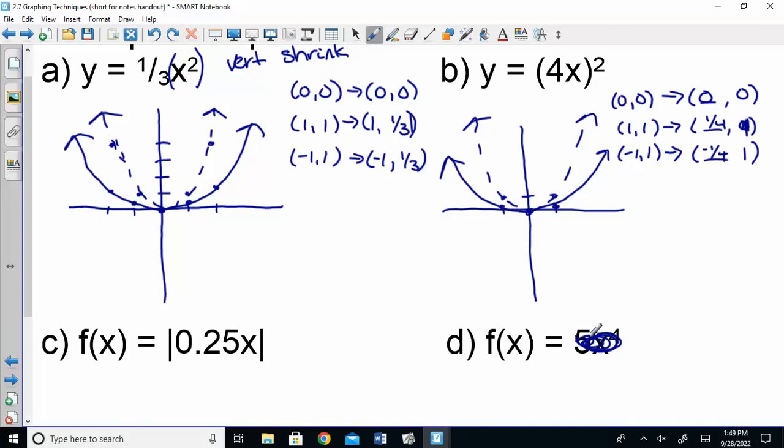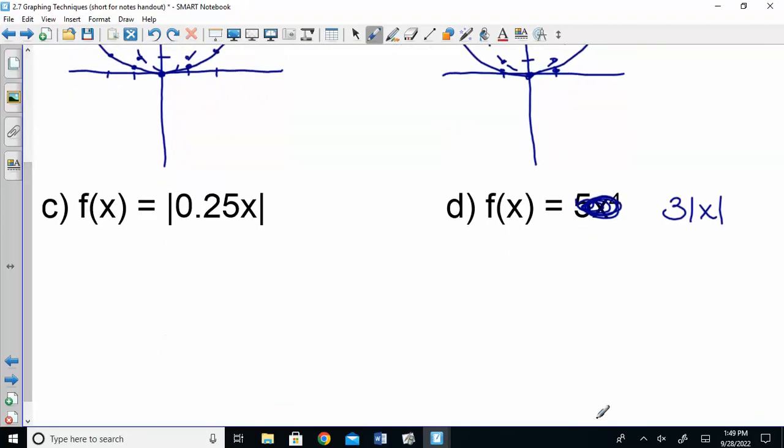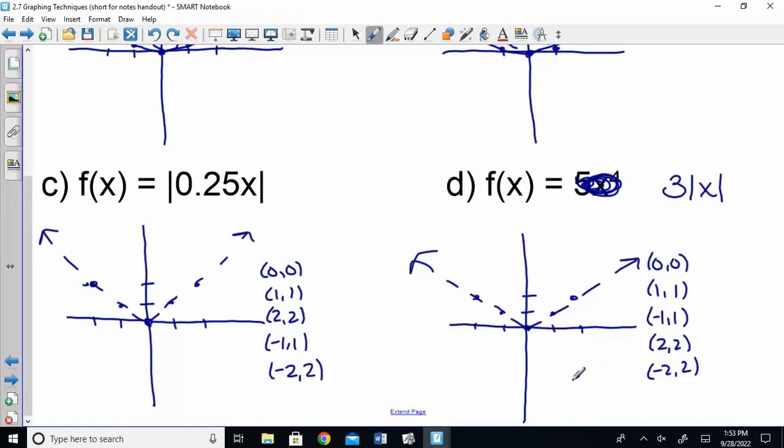I want to change D, I'm going to change that. Let's do a 3 absolute value of X. I want you guys to do C and D for me. So this first one, inside, does it change X or Y? X, and does the opposite of what it says. So it says take X times 0.25. So what do we do? Divide by 0.25 or multiply by 4.